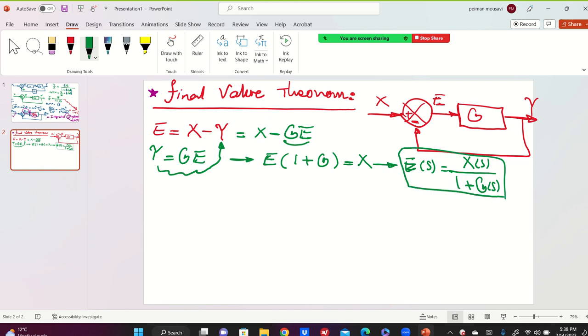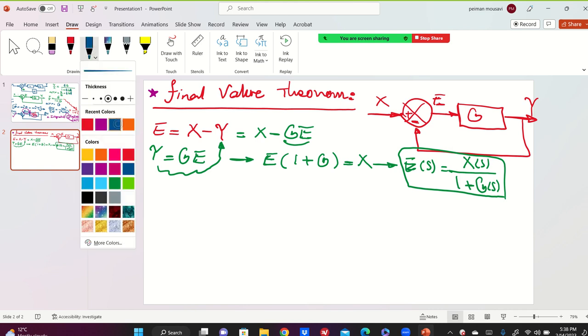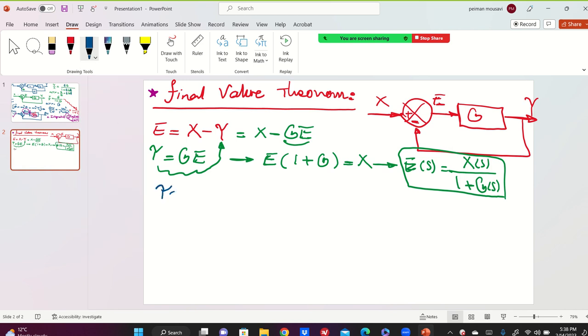Bingo. So what does the final value theorem say? It says if you have a given function, any function, say I'm just changing the name, Z of s, then Z of t steady state value is going to be the limit of s Z of s when s goes to 0.